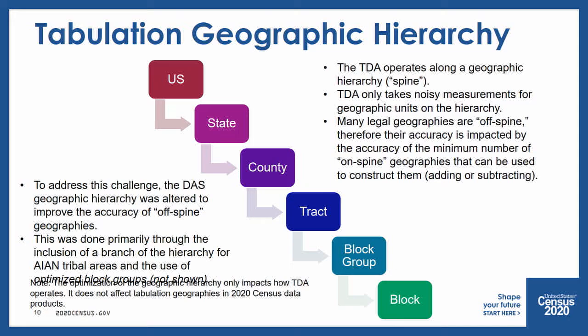Now, I do want to make it very clear, the changes to the geographic hierarchy within the top-down algorithm are exclusively for how the algorithm works. They do not impact the published tabulation geographies that everybody knows and uses in the published census data.